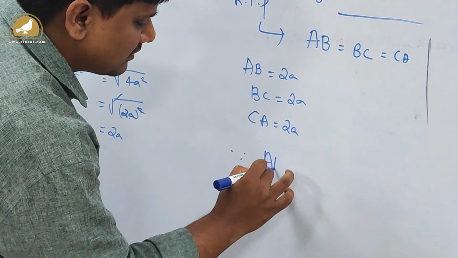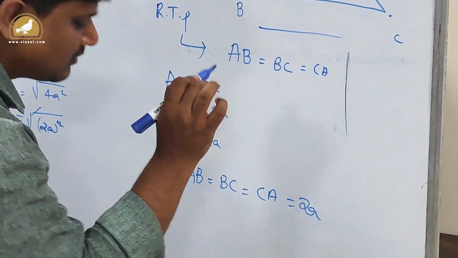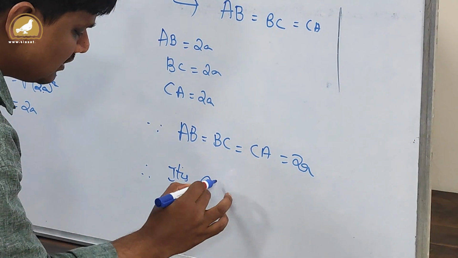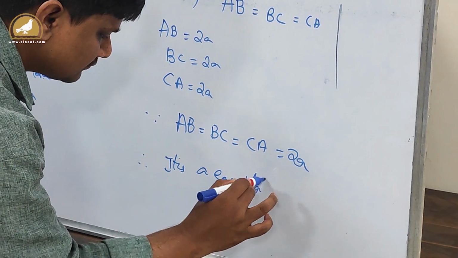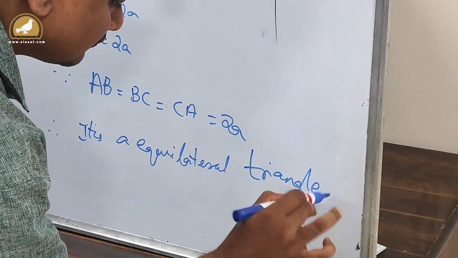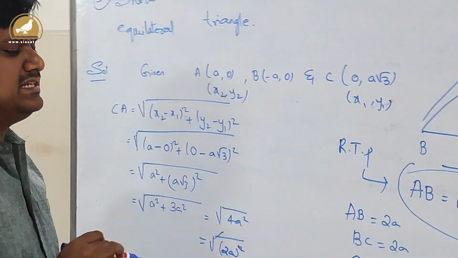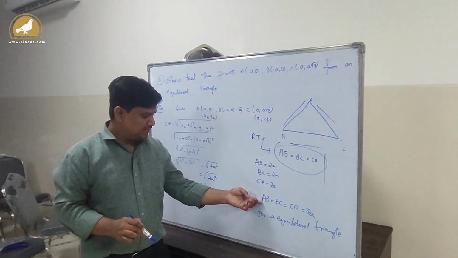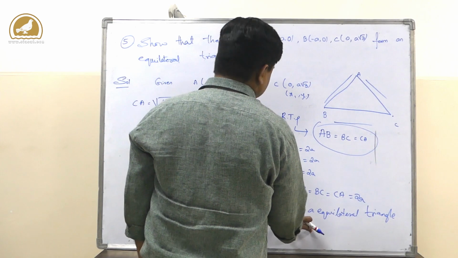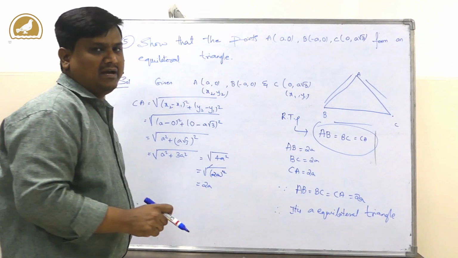Since AB is equal to BC is equal to CA is equal to 2a, therefore it is an equilateral triangle. We just needed to prove that AB is equal to BC is equal to CA. As we are able to prove that AB, BC, CA, all these three values are the same, that is 2a, thus we can prove that these 3 points, if joined together, form an equilateral triangle.